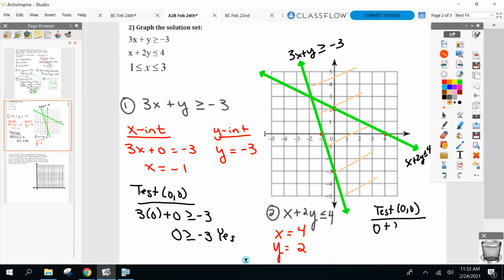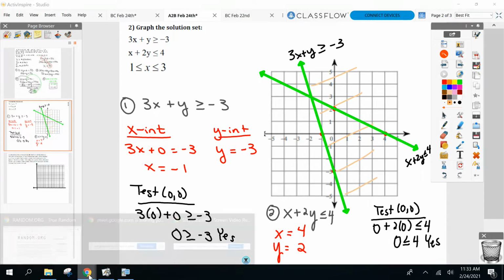0 plus 2 times 0. Is that less than or equal to 4? Is 0? Yep, there you go. Caroline, you're my yes or no one today. Yes, it is less. So I got to know from somebody, above or below then. If 0, 0 worked, should I be shading above or below the line I just graphed?